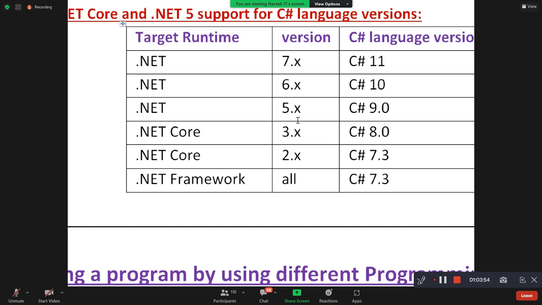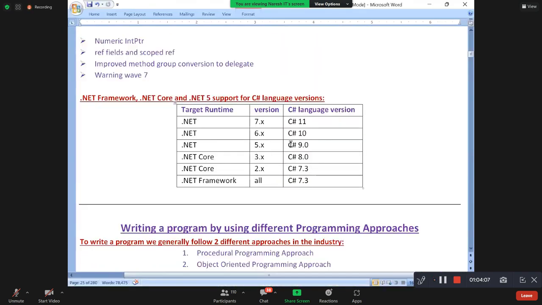So if I select 7, which version? C# 11. If I select 6, C# 10. If I select 5, C# 9. Coming to C# 10, from a programmer's point of view, Microsoft made a lot of changes. Sir, what are the changes Microsoft has made? Okay, let me tell you, I'll show you.